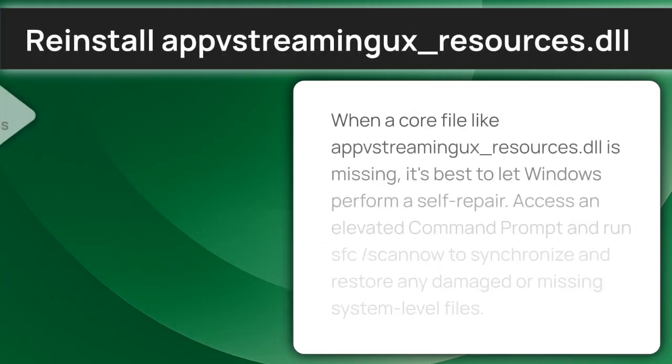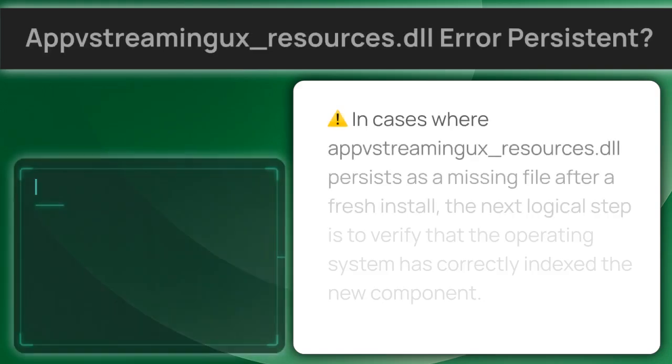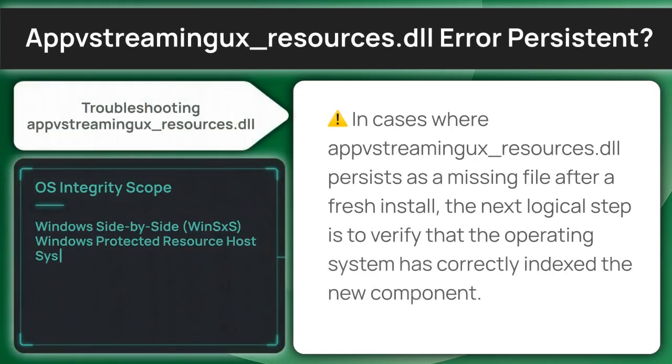When a core file like the Application Virtualization Streaming User Experience Resources DLL is missing, it's best to let Windows perform a self-repair. Access an elevated command prompt and run sfc /scannow to synchronize and restore any damaged or missing system-level files. If you are still encountering the error after following the official setup, it's time to investigate the underlying system architecture.